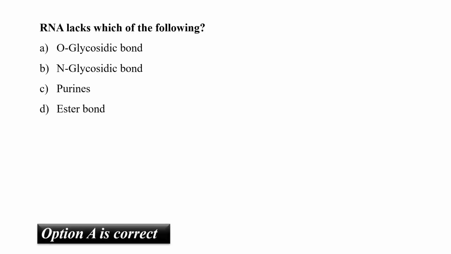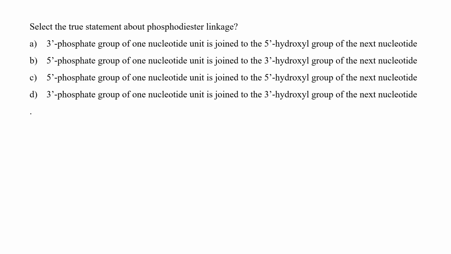So option A is the correct answer, that RNA lacks basically the O-glycosidic bond. N-glycosidic bond is present between a sugar and the nitrogenous base. It has definitely purines and pyrimidines, and at the other end it has a phosphodiester bond, while O-glycosidic bond is definitely absent. Select the true statement about phosphodiester linkage.